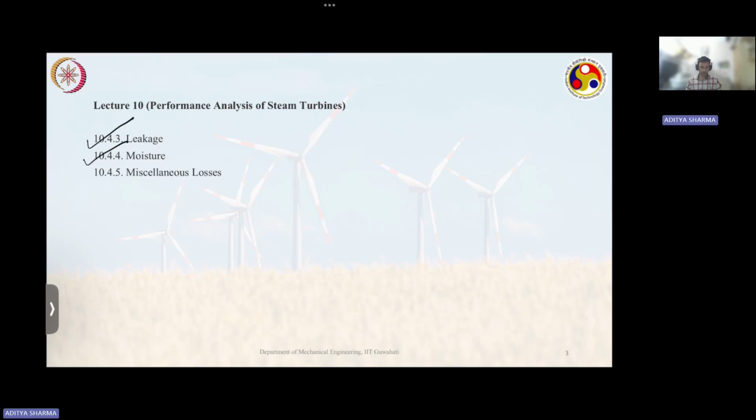So this was moisture. And then there are miscellaneous losses. Losses like when there is transmission, right? From turbine, we want to generate electricity, right? So your generator, how efficient that is, right? And all the bearing arrangements for the movements or passage of the energy, right? So losses in that, mechanical losses, right? So all this has been discussed in your miscellaneous losses.